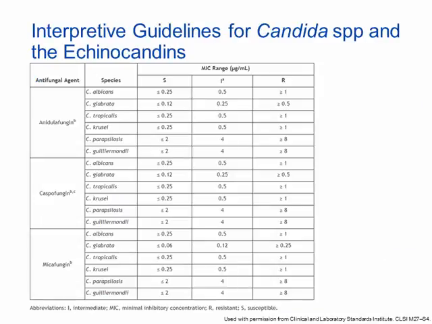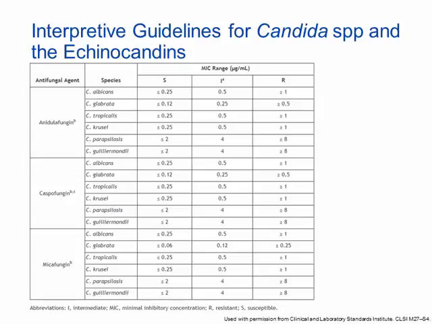This slide contains the breakpoints and interpretive criteria established for the echinocandins and 6 Candida species. As you will note, the breakpoints are very similar for a given species between the 3 echinocandin drugs, but they can differ widely between the various species. For example, Candida albicans has a breakpoint of less than or equal to 0.25 micrograms per milliliter for susceptibility to anidulafungin, caspofungin, and micafungin. MICs of 0.5 micrograms per milliliter signal an intermediate level of susceptibility to all 3 antifungals, and an MIC of greater than or equal to 1 microgram per milliliter correlates strongly with resistance to the 3 echinocandins.